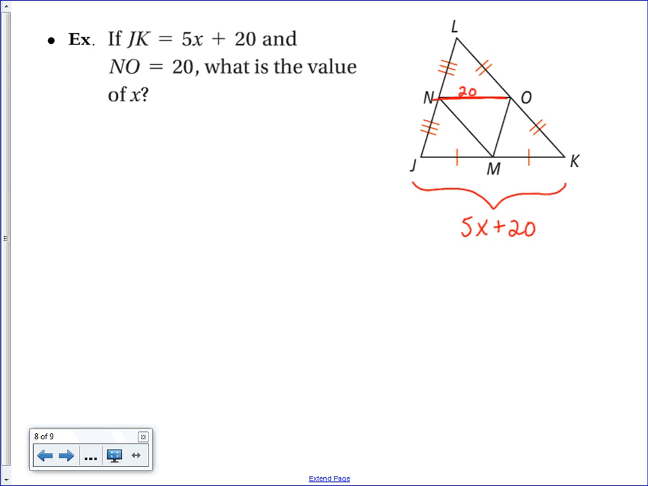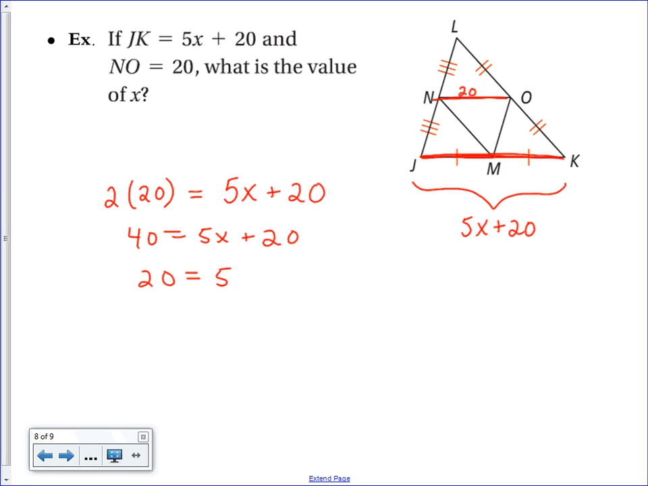So in this picture, it looks like because NO is parallel to JK, it's the midsegment that is half the length of JK. That means that NO times 2, which is, of course, 40, but I can write it like 2 times 20 for now, is equal to the length of JK. This is just one way to set up the equation, but it has to be based on that relationship, the fact that NO is half of the length of JK, or doubling NO will give you the length of JK. And then you solve this equation for x. So 20 equals 5x, and of course x equals 4. That's all it wanted us to find. It doesn't have us plug it back in, just wanted us to find the value of x. And that is all.